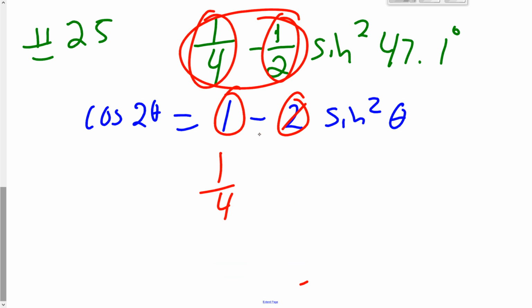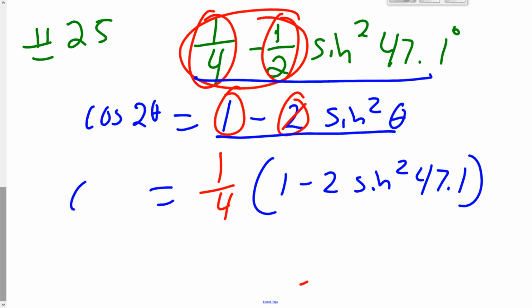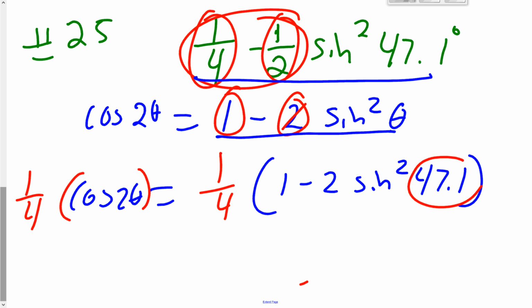So you have to figure out what to multiply my normal formula by to look like the expression that I'm given. So I'd have to multiply this by 1/4, and if I distribute that, I would get back to the expression that they gave me, right? So I have to take 1/4 and multiply it by this side. Then it would be the same, right? And so now I know my angle, it's right here. So 1/4 times cosine of 2 times my angle, which is 47.1.